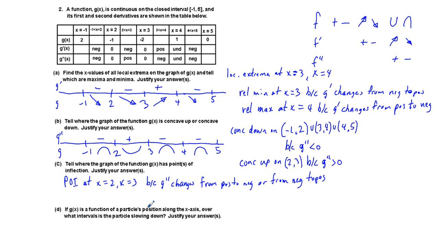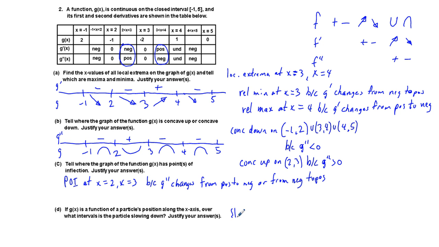If g of x is a function of particles positioned along the x-axis, over what intervals is the particle slowing down? Justify your answer. Well, for slowing down, we have to have opposite signs. And so here, between x equals 2 and x equals 3, we have g prime being negative, but g double prime is positive, opposite signs. And also between x equals 3 and x equals 4.